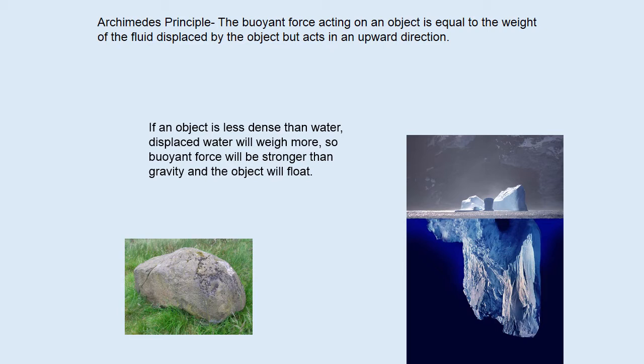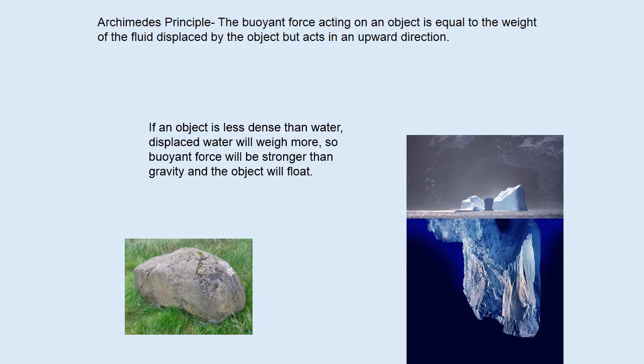The more particles the submerged object displaces, the stronger the net upward force is going to be. The larger the volume of the submerged object, the more particles it will displace, so the larger the volume of the submerged object, the stronger the upward force will be. This force, again, is called buoyant force. Archimedes' principle tells us exactly how strong buoyant force will be. It says that the buoyant force acting on an object is equal to the weight of the fluid displaced by the object, but acts in an upward direction.